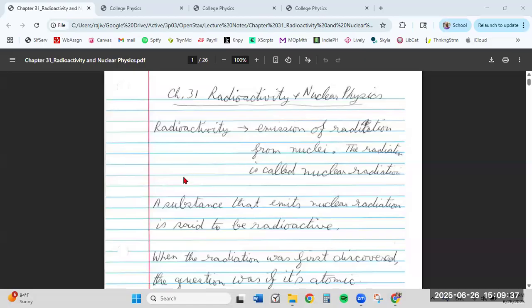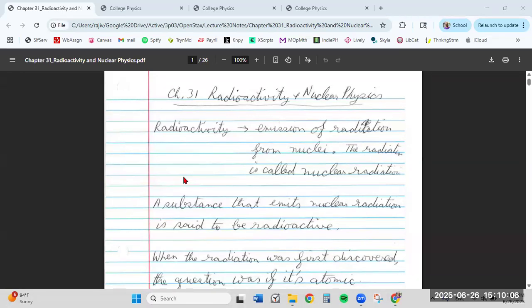In this video, we start our study of nuclear physics. As you go inside the atom, the particle at the center of the atom is the nucleus, and it is positively charged. And we will also study phenomena associated with nuclear physics. An important one is what's called radioactivity.